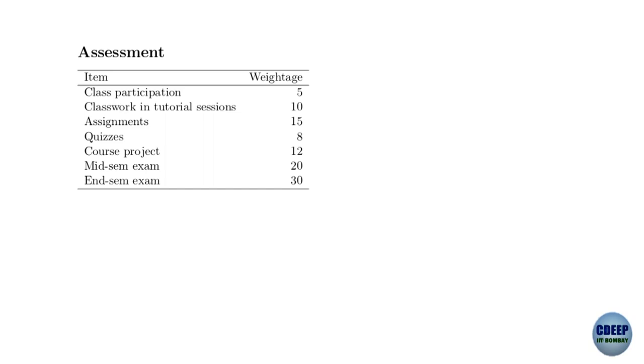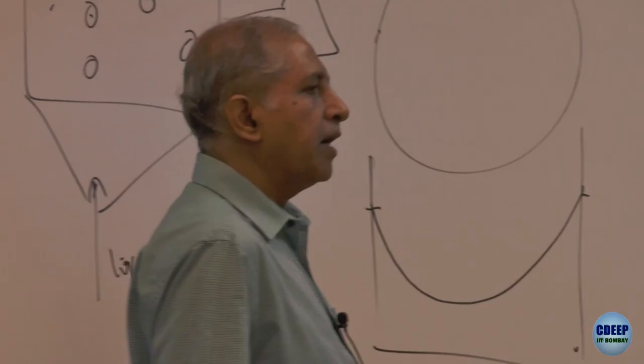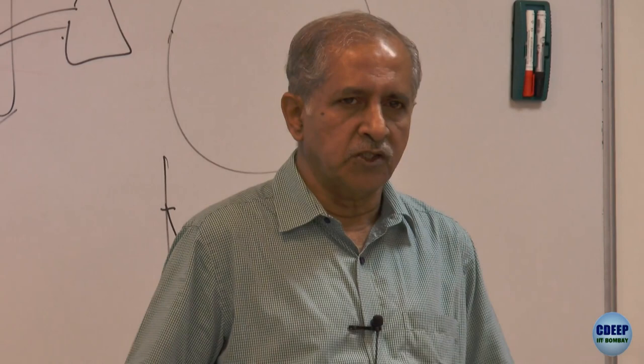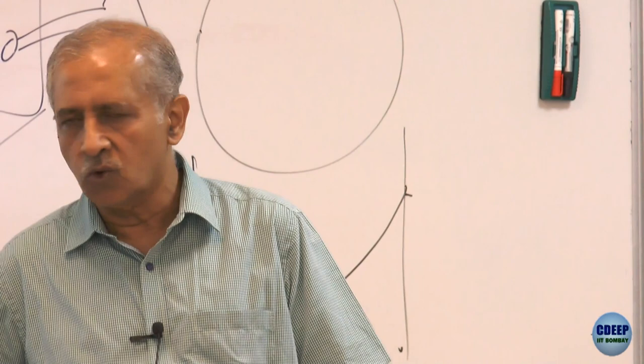And tutorial sessions, the material that you submit at the end of the tutorial hour, will account for 10%. Assignments, 15%. Quizzes, 8. These will be almost all surprise quizzes. The course project, 12%. Because there are so many elements in the evaluation, the weightage for the exams is a little less than in a conventional course. So the end sem exam is worth 30 marks and the mid sem exam is worth 20 marks, 20%. These will also be shorter than usual because the weightage is less. The end sem exam may be 2 hours instead of 3 hours. I'll announce that as time goes by.